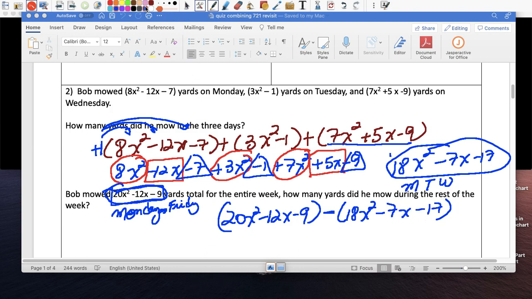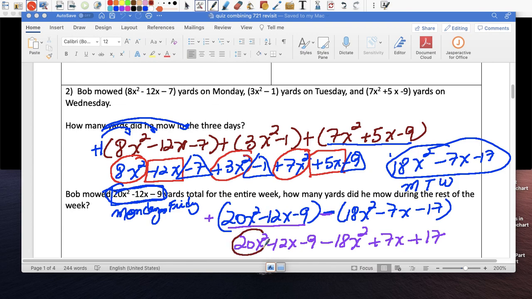Okay? Before you subtract, you have to remove the parentheses. So this one stays the same because there's an invisible plus sign here, so nothing changes. 20x squared minus 12x minus 9. But this, because of this minus sign, everything that's in parentheses comes out the opposite. So instead of 18x squared it comes out as negative 18x squared. The negative 7x becomes plus 7x, and the negative 17 becomes plus 17. Now you can combine the terms.